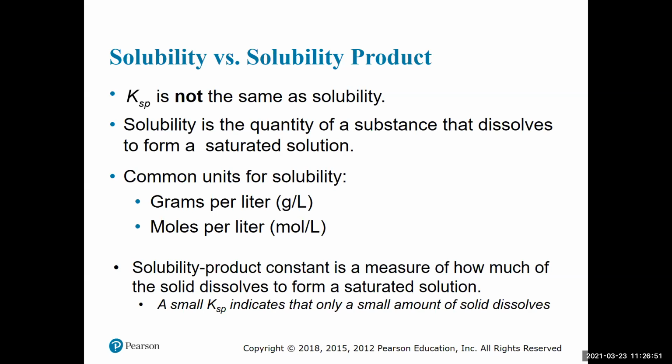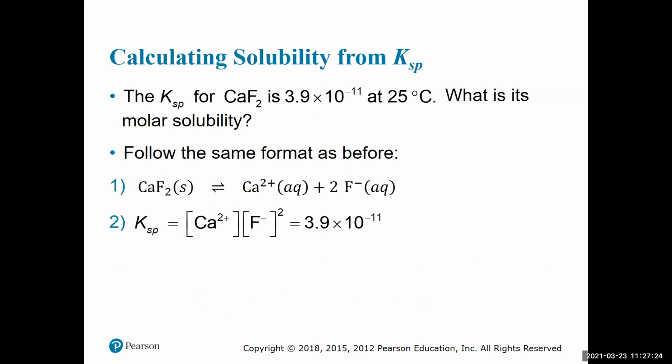Is it going to dissolve very much? That's important to know. So a small KSP value means only a little bit of it dissolves. The bigger the KSP value, the more it dissolves. And that makes sense, because remember, KSP is products over reactants. If the number is real big, it means you formed a lot of products, which means a lot of it dissolves. So if you keep that basic products over reactants logic in your head when you're doing this stuff, I think you can a lot of times figure stuff out even if you don't remember it off the top of your head.